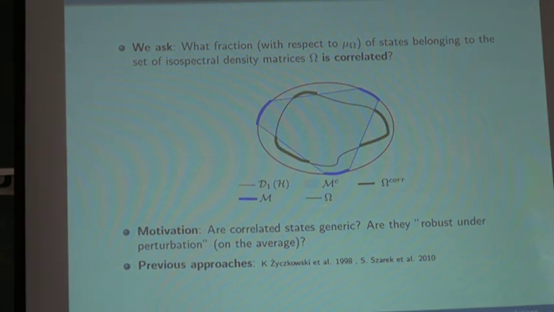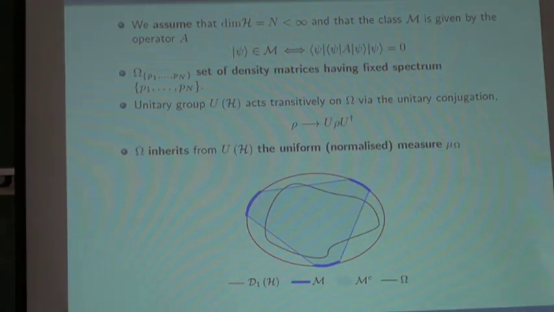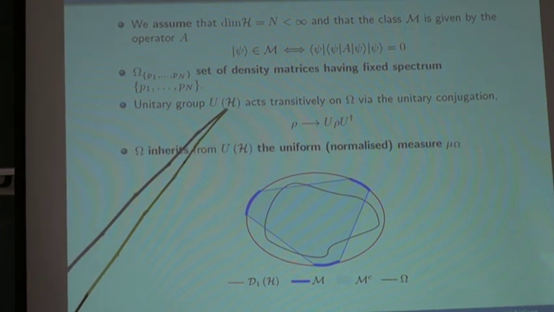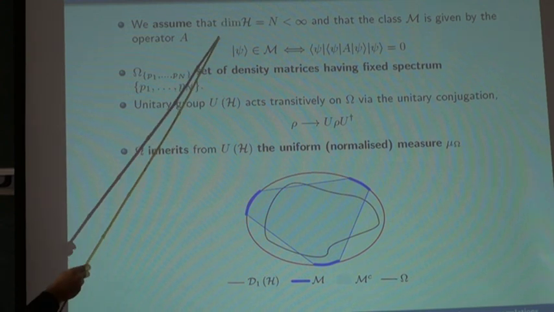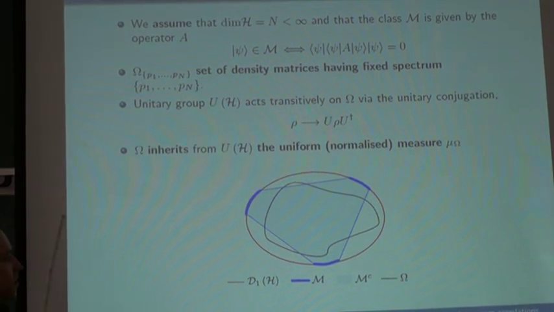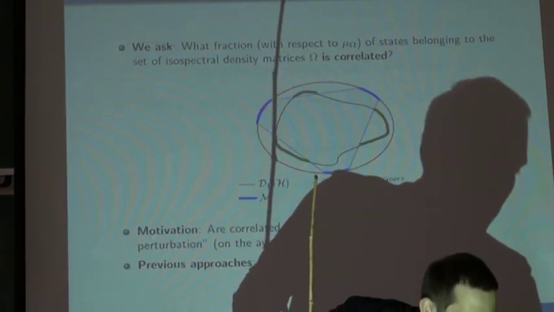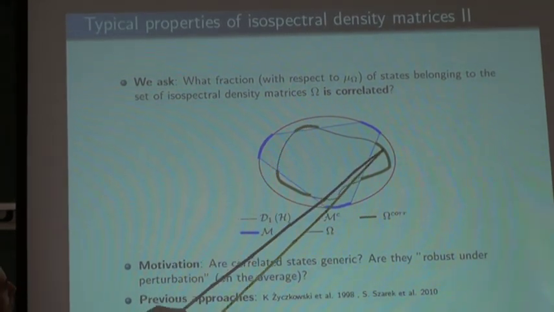So the question is how many of them, among the matrices of the same spectrum, how many, in quotation marks, are correlated? One more point is that on the set of isospectral density matrices, I have the action of the unitary group on H, which is transitive. One thing I'd like to mention: for this part, I focus on finite dimensional Hilbert spaces. I have some measure on the space of isospectral density matrices that comes from the Haar measure on my group. This is some kind of uniform measure on the space. And I ask, what fraction of those states are correlated?